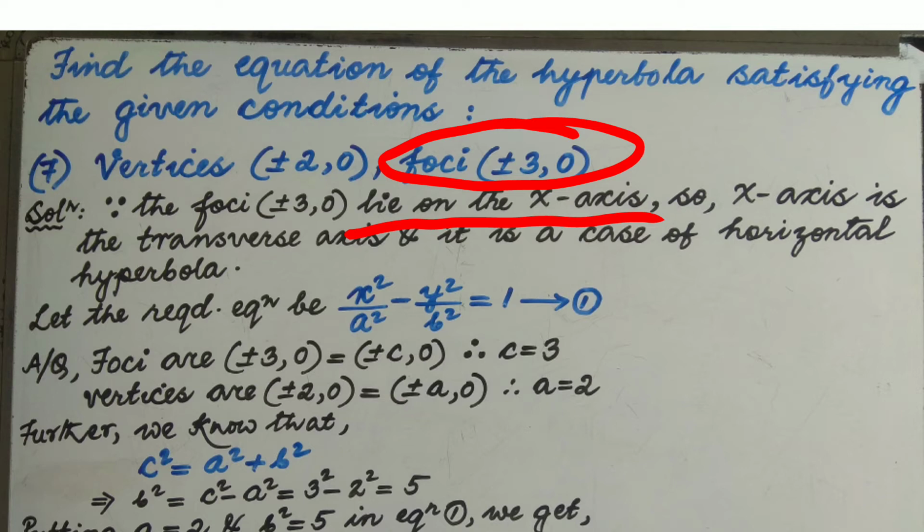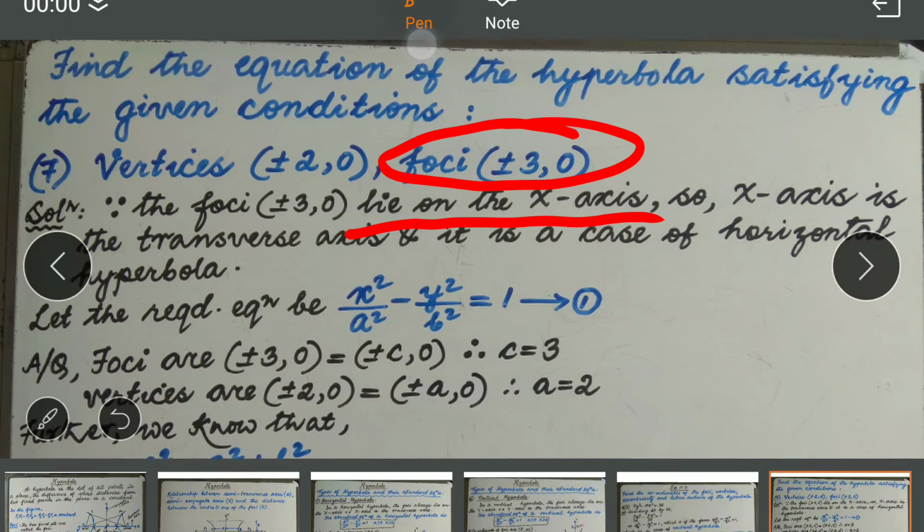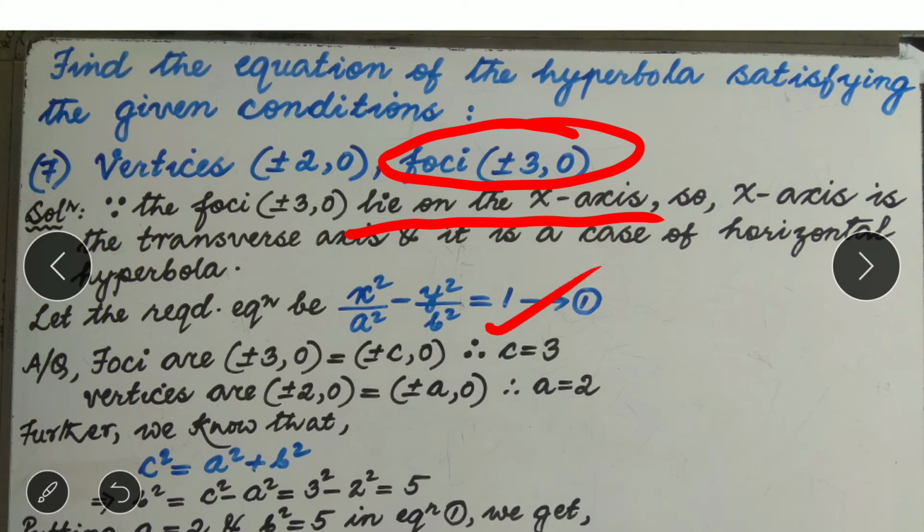Once we know that it is a horizontal hyperbola, we can write the equation. So let the required equation be x square by a square minus y square by b square equals to 1. Next, we go to the question. According to the question, foci are plus minus 3, 0, which can be compared with plus minus c, 0. Accordingly, we get the value of c as 3. The next condition given to us in the question is vertices. Vertices plus minus 2, 0, which can be compared with plus minus a, 0.